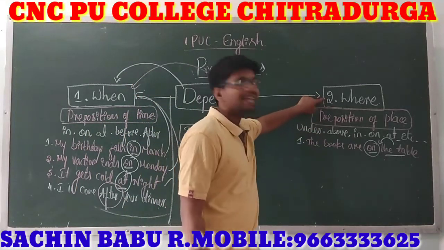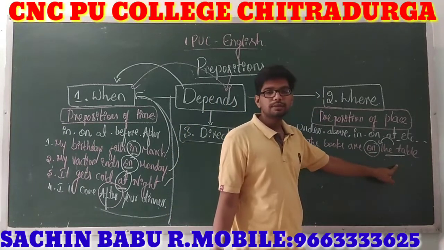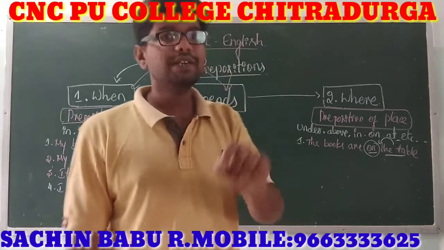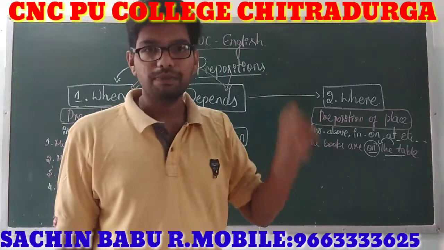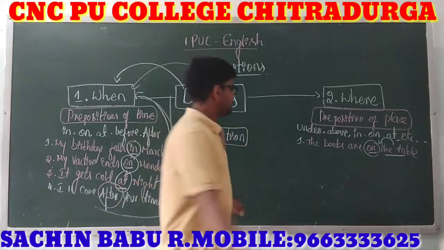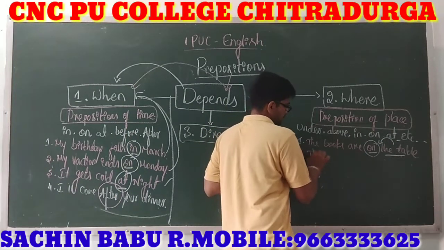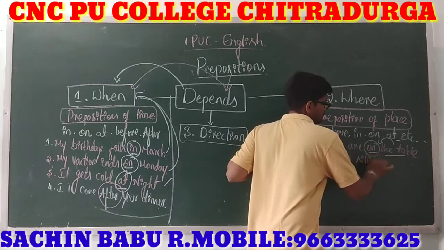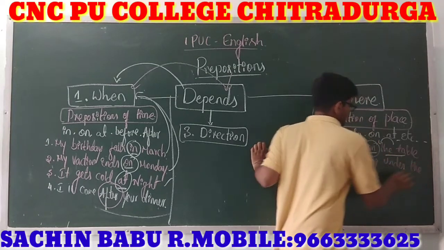Look here, where: to say where, for example, the books are on the table. Where are the books? The books are on the table. See how relevant it is. Where indicates a preposition of place, for example, on. And the next example is that the cat is sitting under the table.